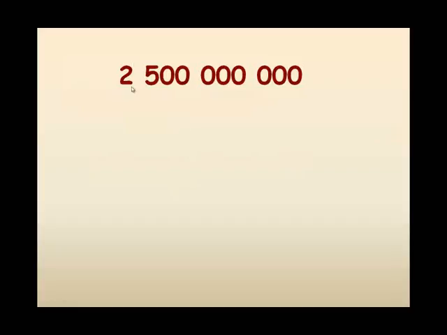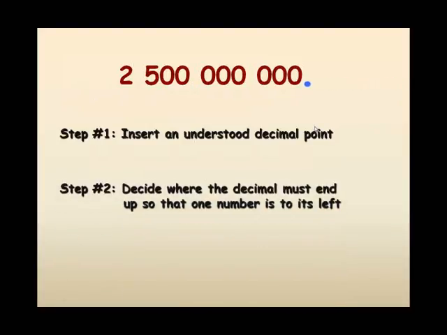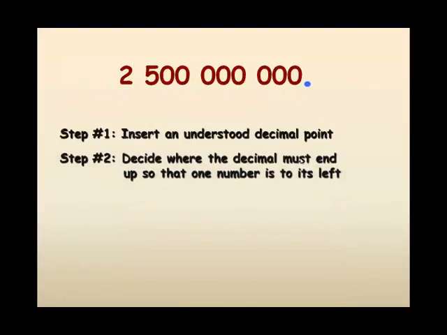So let's say we have this number. We want to start by inserting what is understood to be the decimal point. So if you look at this number, the decimal point would be at the very end. Okay. And then we want to decide where the decimal will end up. And it will always end up right after the first non-zero digit. Okay? And then we're going to move the decimal point as many places as we need.